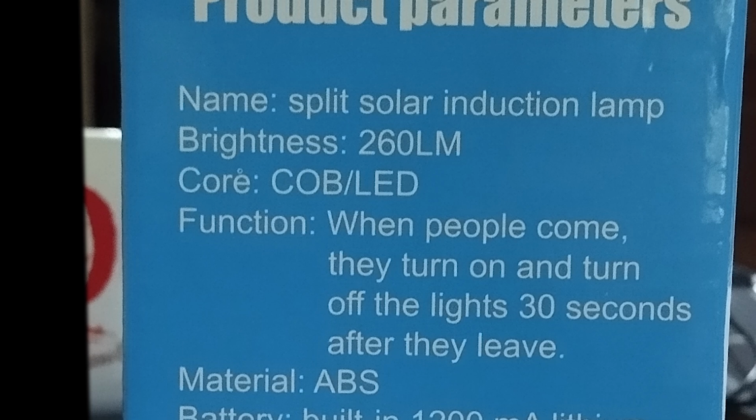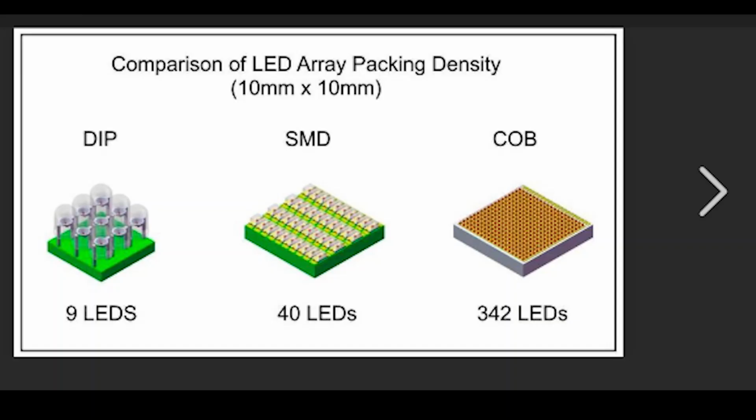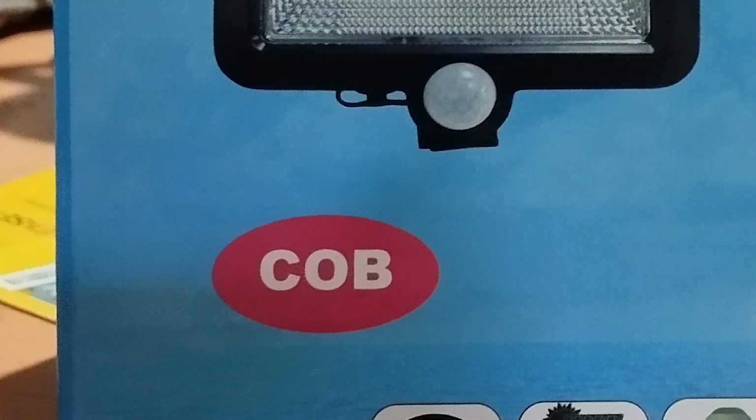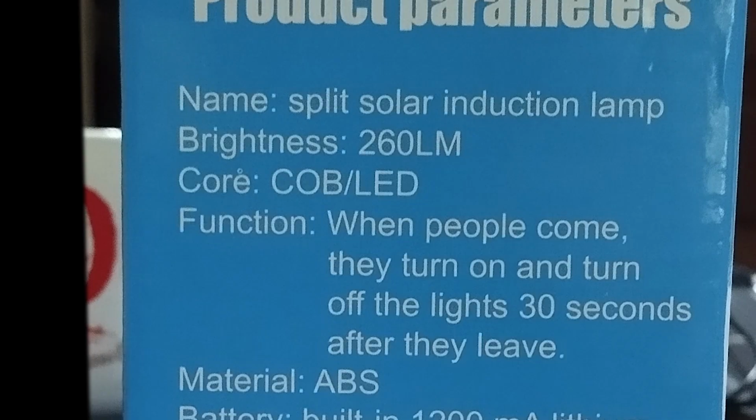Then we have "core," C-O-R-E. I don't know what that means. And at the top there's an E with a small circle, then in all caps, COB/LED. Then COB LED, I will pretty much assume as previously shown on the front of the box, COB must be chip on board. Then the function is the most interesting and funniest part. They said, quote, "when people come, they turn on and turn off the lights 30 seconds after they leave." Quote end. So according to this, I think this is a motion sensor.